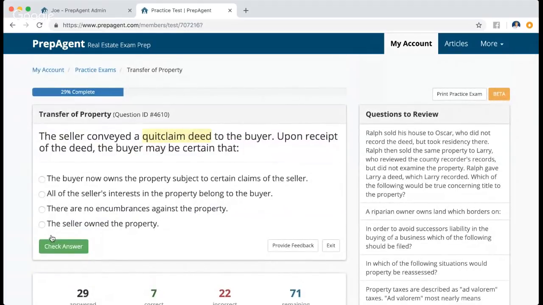Okay, the seller conveyed a quitclaim deed to the buyer. Upon receipt of the deed, the buyer made certain that it's okay. Just when I see capitals, I think, oh my God, they're yelling. It's okay. High five to you.